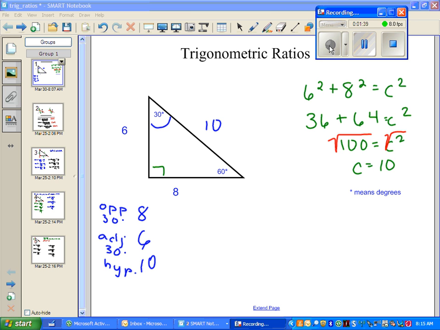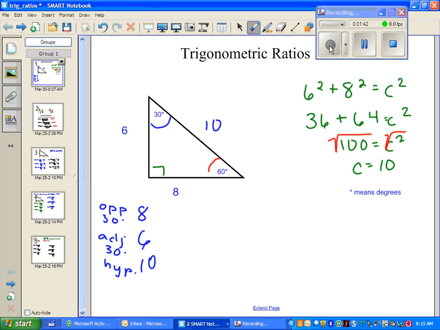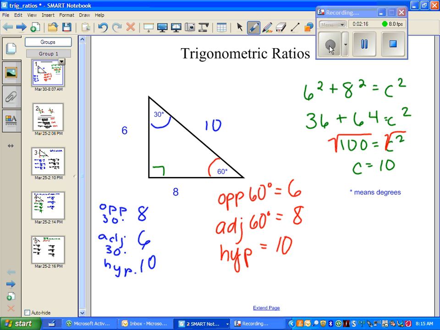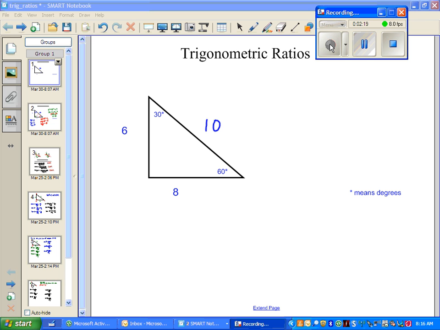So now let's look at the 60-degree angle. Who can tell me the side opposite of 60 degrees? What is the length of the side opposite 60 degrees? Yes, 6. Who can tell me the length of the side that's adjacent to 60 degrees but is not the hypotenuse? Austin, 8. And who can tell me what the hypotenuse is, which is always the hypotenuse regardless of which angle you're looking at? 10. 10, that's right.